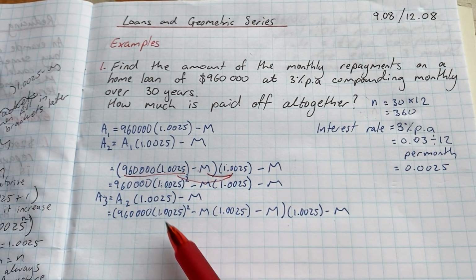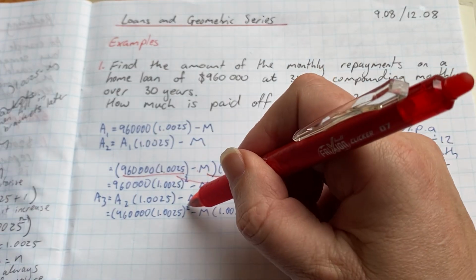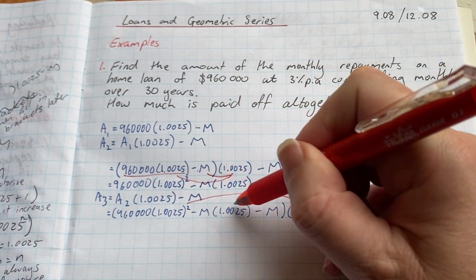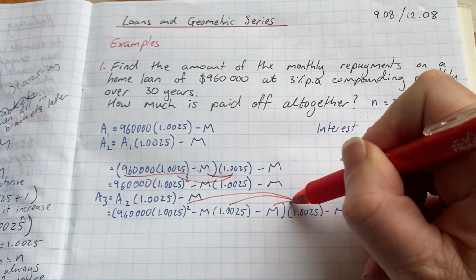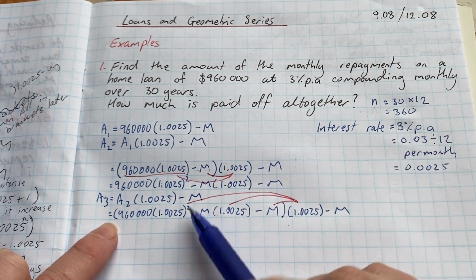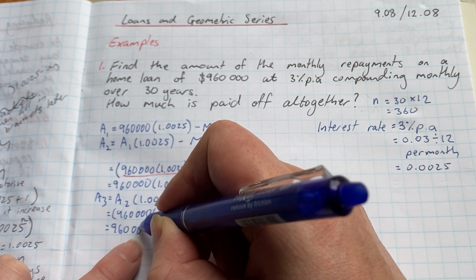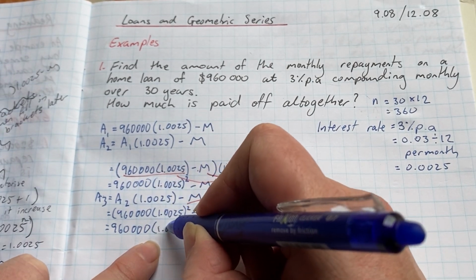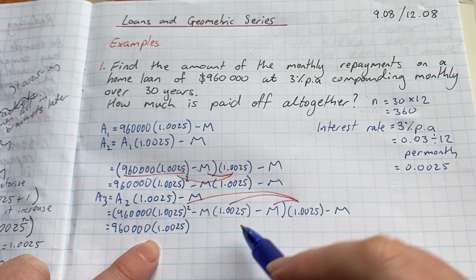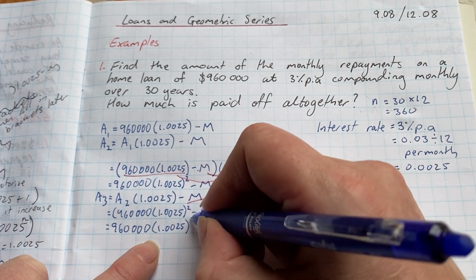Okay, and then we just need to expand this bracket times this thing. So that times that thing, and that thing times that. So three multiplications. This first one is 960,000 times 1.0025, which was squared, times another one, so that's now cubed.